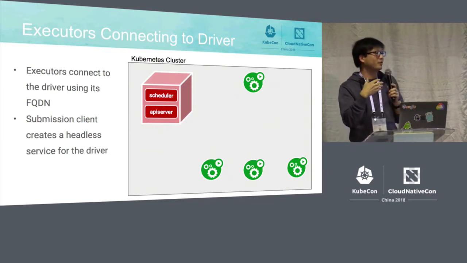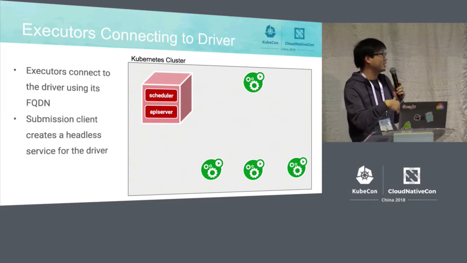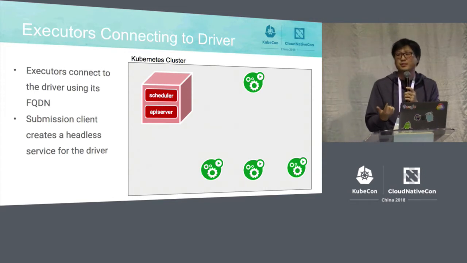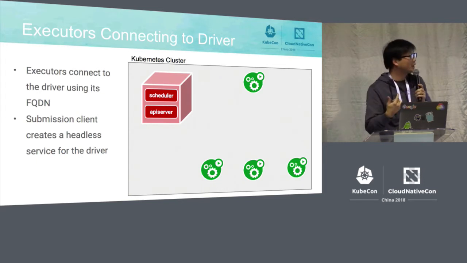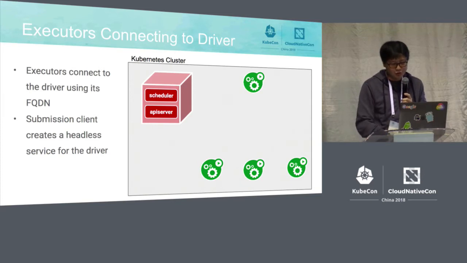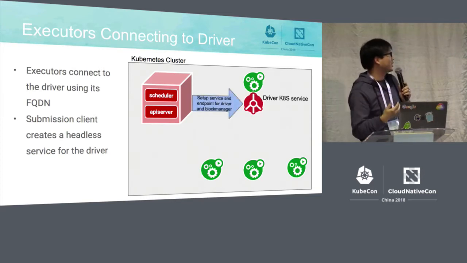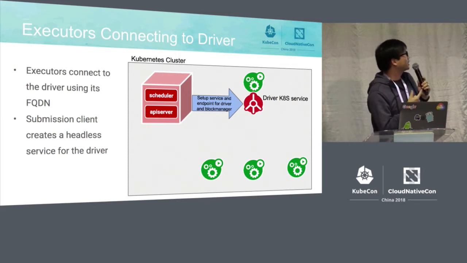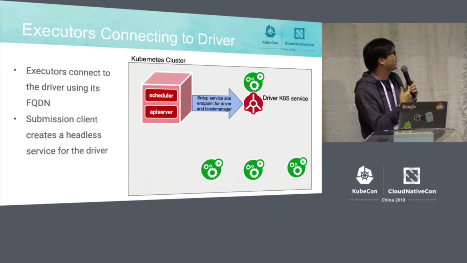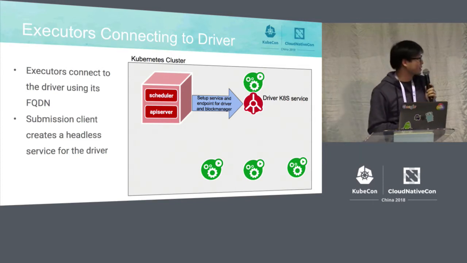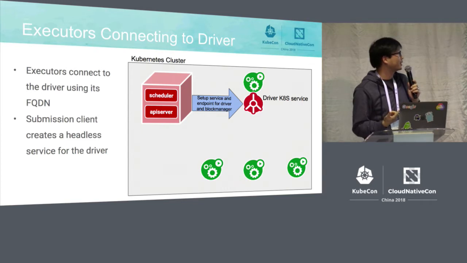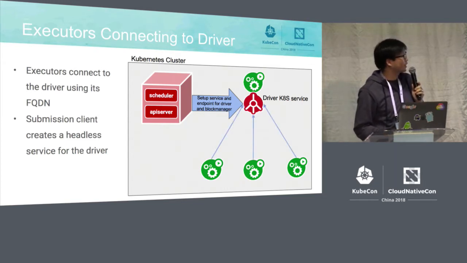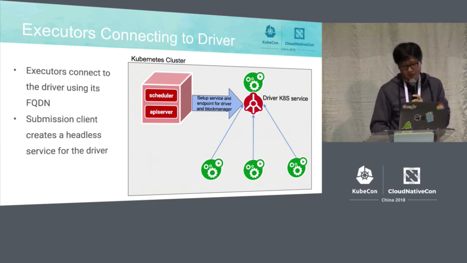Before creating a driver pod, the submission client creates a headless service for the pod. This basically gives the driver pod a fully qualified DNS name. Then once the executor pods start, they can use this FQDN to talk to the driver. This animation basically shows what happens. The submission client sets up a service for the endpoint and the block manager in the driver process. This is a headless service, which is pretty straightforward. After that, the executor will be able to connect to the driver using that service.